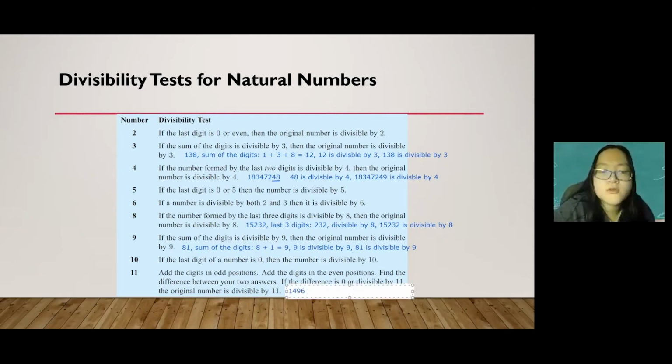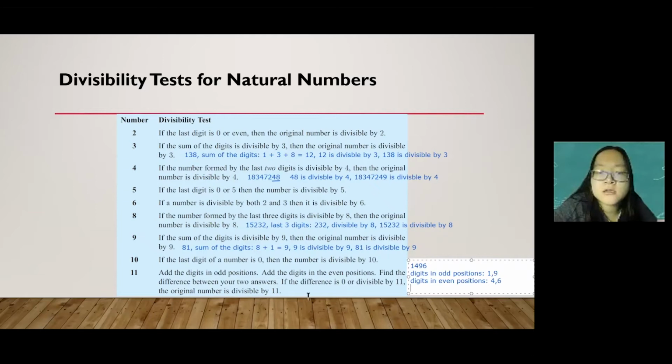Okay, so when we say the digits in odd positions, I'm going to come over here. Digits in odd positions and digits in even positions. The digits in odd positions are 1 and 9, because it's the first digit and the third digit. That's what they mean. The digits in even positions are the second digit and the fourth digit, so 4 and 6.